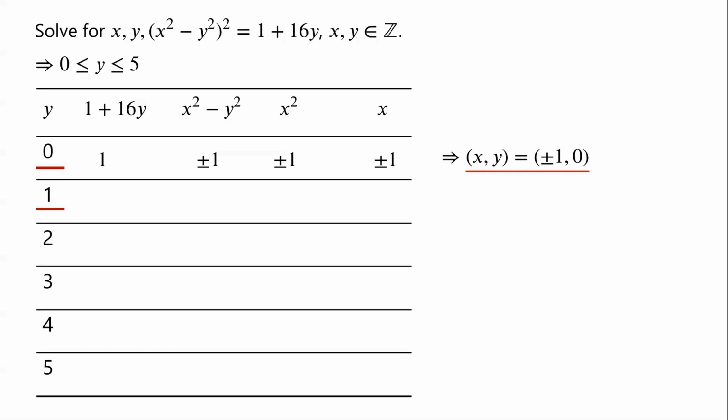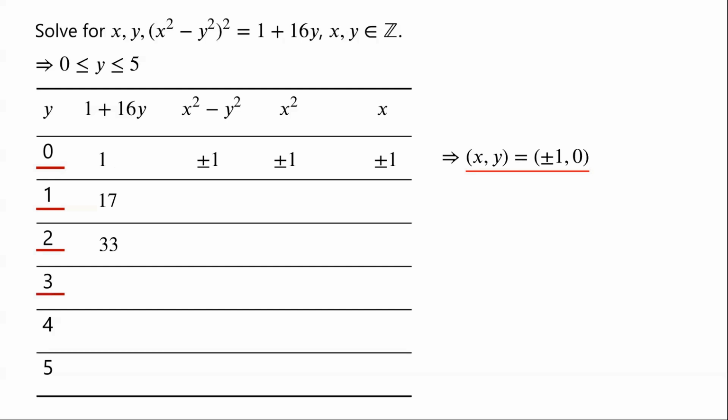When y equals 1, 1 plus 16y equals 17, which is not a square number. So there are no integer solutions when y equals 1. When y equals 2, 1 plus 16y equals 33, which is not a square number. So there are no integer solutions when y equals 2.